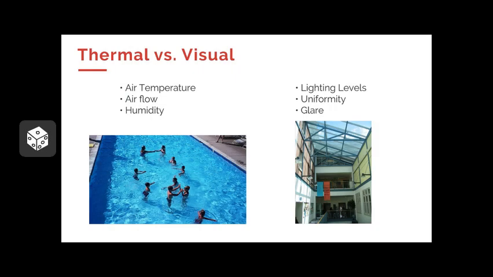But let's go back and look at really what our visual system is about. Thermally, I think our senses on air temperature, airflow, humidity, we really pick up on this very, very quickly. But unfortunately with lighting levels, uniformity, yeah, we may be sensitive to it. Glare is the one thing that we all will become sensitive to, and that's what we need to address.